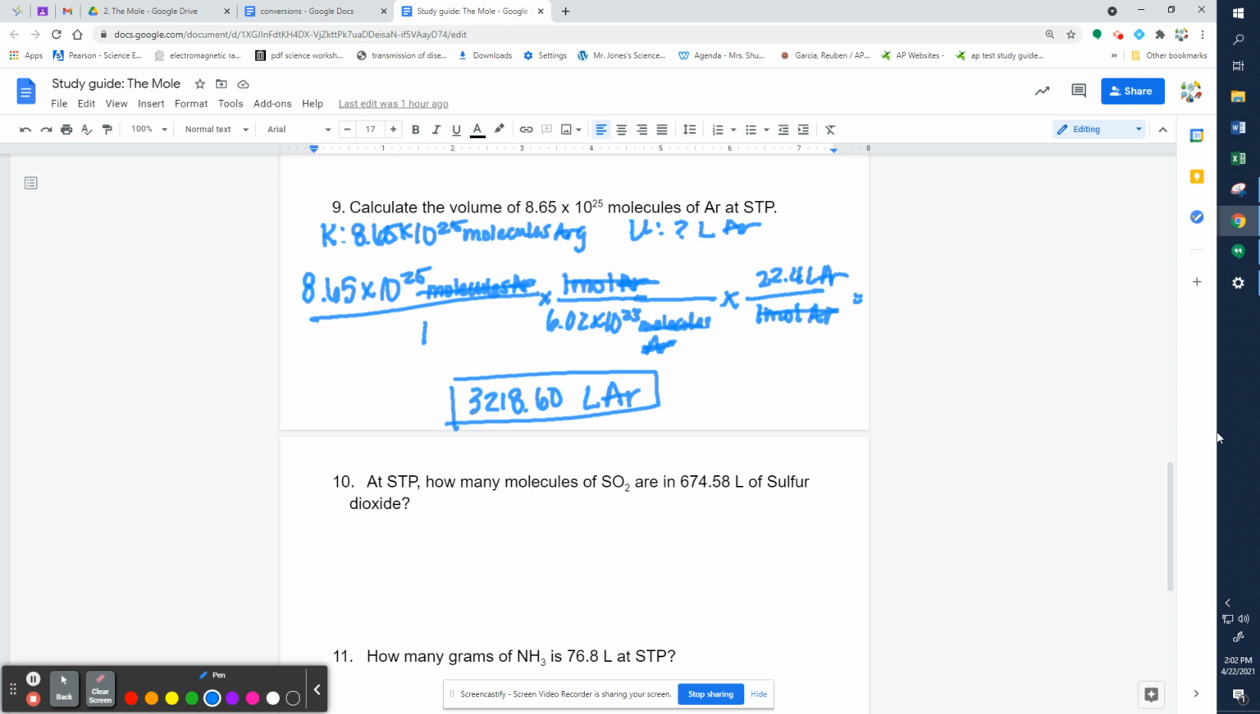For number 10, we have how many molecules of SO2 are in 674.58 liters of sulfur dioxide. So our known is 674.58 liters of sulfur dioxide. Our unknown is question mark molecules. Start with our known over 1.